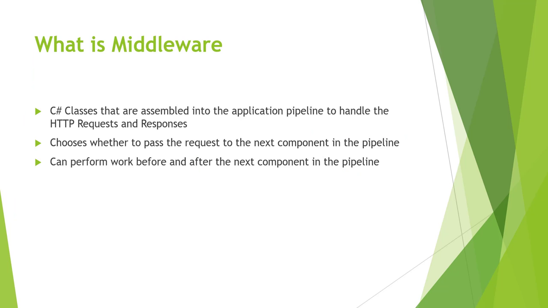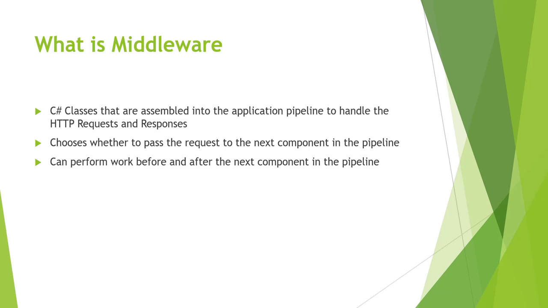In ASP.NET Core, middleware components are software components, which are nothing but C# classes, that are assembled into the application pipeline to handle the HTTP requests and responses. A middleware component in ASP.NET Core can choose whether to pass the HTTP request to the next component in the pipeline. Also, a middleware can perform work before and after the next component in the pipeline.